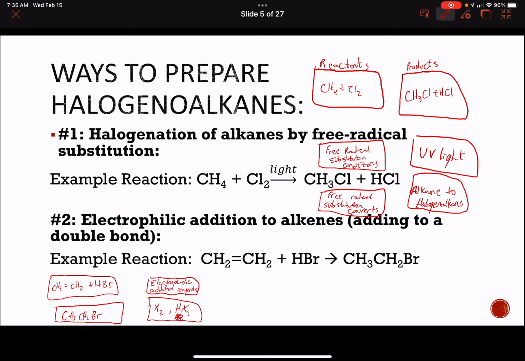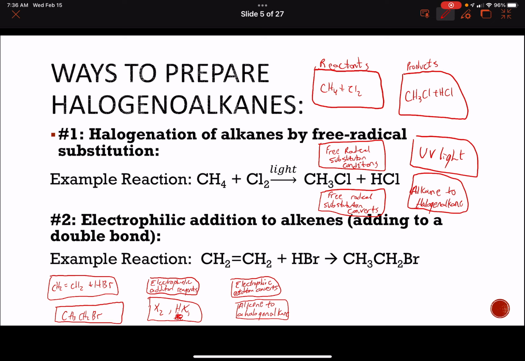And then the third one would be the conversion. And this one's really important. Electrophilic addition converts an alkene to a halogen alkane. You're adding to the double bond of an alkene to form a halogen alkane.